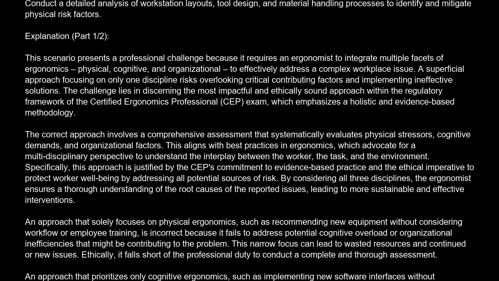An approach that solely focuses on physical ergonomics, such as recommending new equipment without considering workflow or employee training, is incorrect because it fails to address potential cognitive overload or organizational inefficiencies that might be contributing to the problem. This narrow focus can lead to wasted resources and continued or new issues. Ethically, it falls short of the professional duty to conduct a complete and thorough assessment.